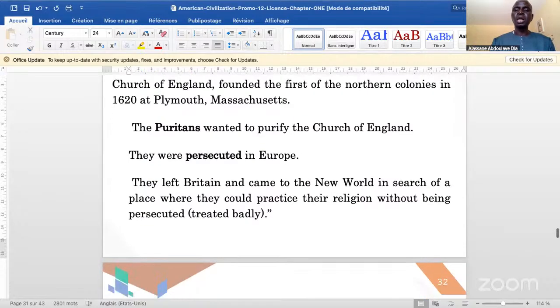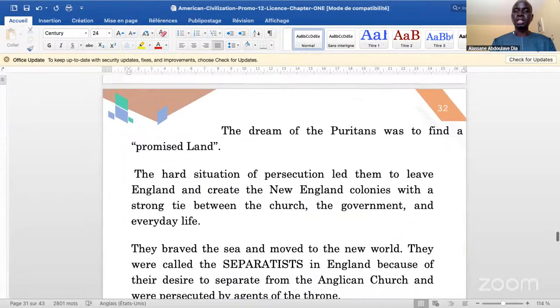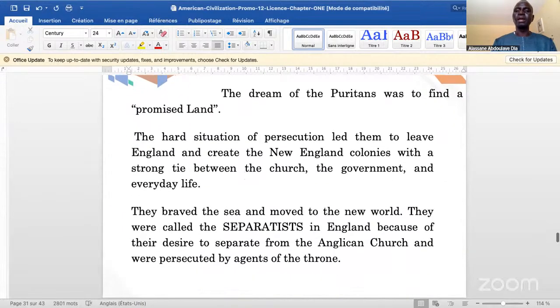So when the pilgrims went to America, they were in search of God. They were looking for God to help them. And then they started taking the sea. So the dream of the Puritans was to find the promised land. Class, please follow.